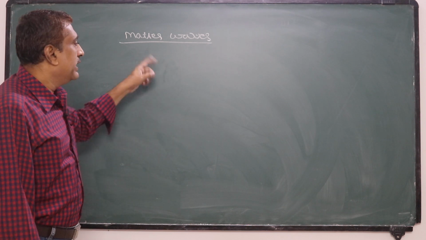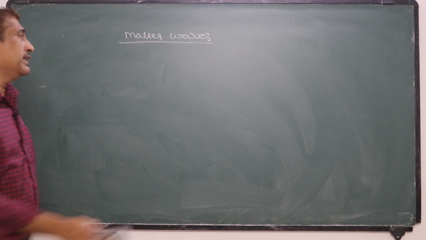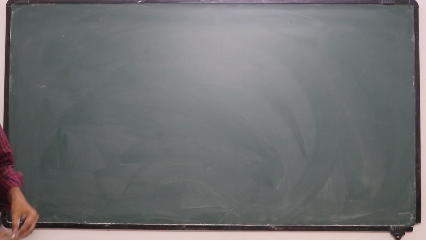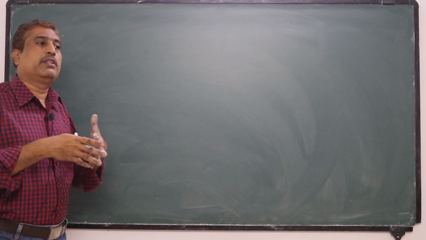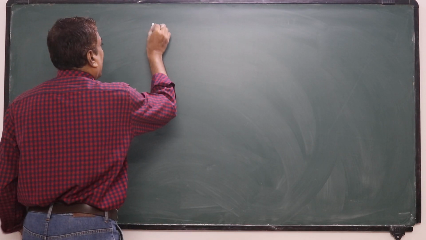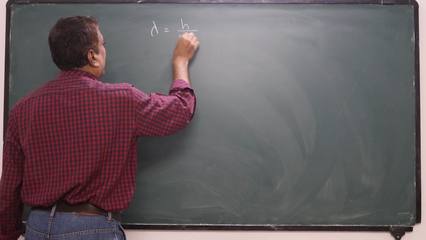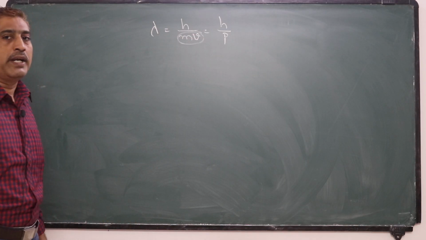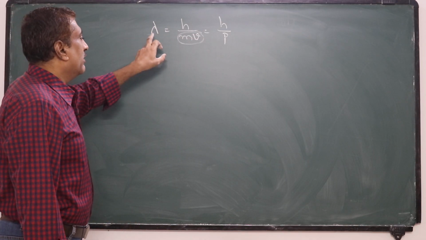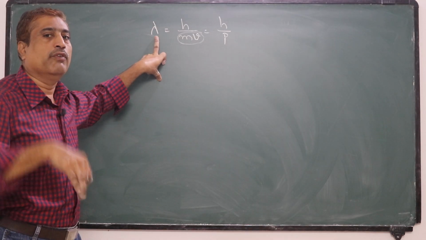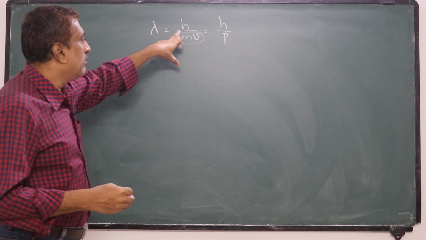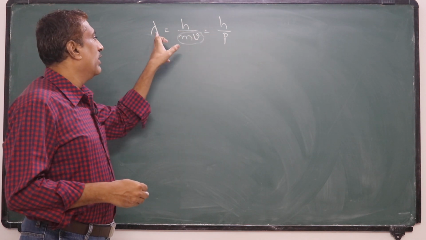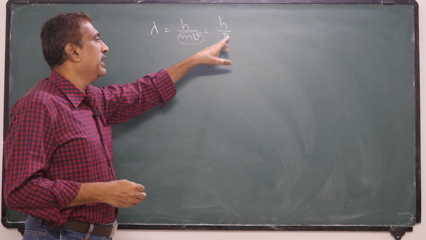And he calculated the wavelength as follows. The wavelength of the wave associated with a moving object is lambda equal to h by mv, or h by p, because mass into velocity means momentum. So according to de Broglie, the wavelength of the de Broglie wave is h by the momentum p.